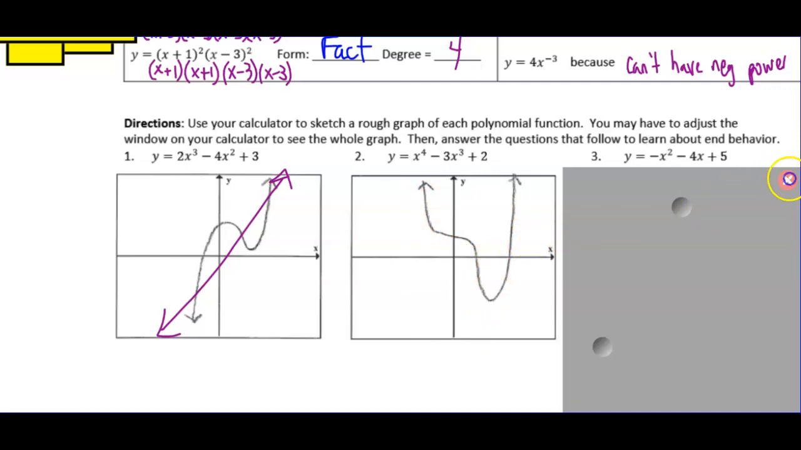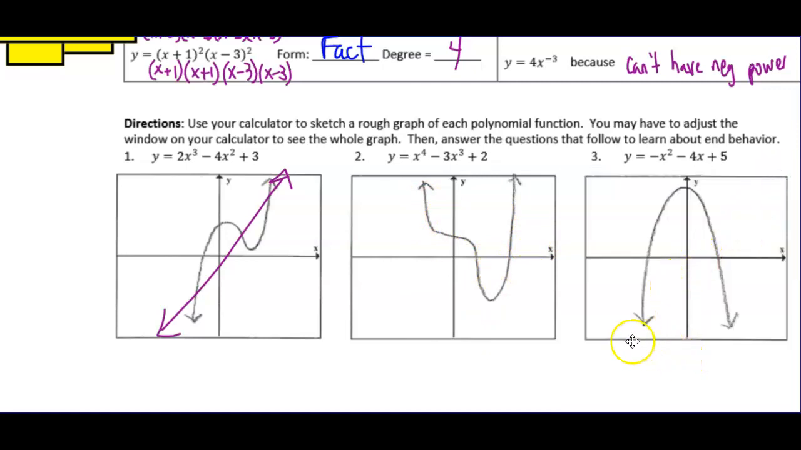Number three is something you should be used to. You see an upside down parabola whenever you have a negative x squared in front of a polynomial. Okay, so on to the next page.